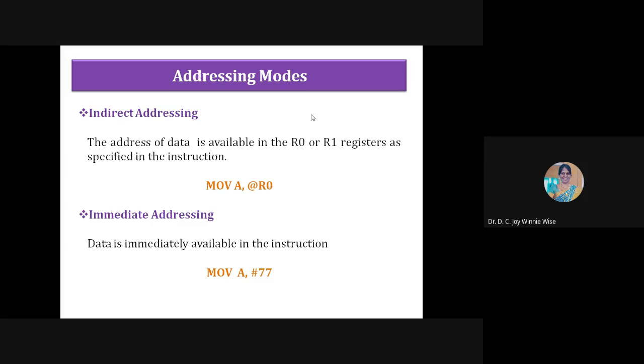Immediate addressing means the data is available in the instruction itself. So MOV A, #77. If you are representing the data in the instruction, it must be prefixed by the character hash. MOV A, #77. The accumulator A is an 8-bit register, so we are moving the data 77 to the accumulator.